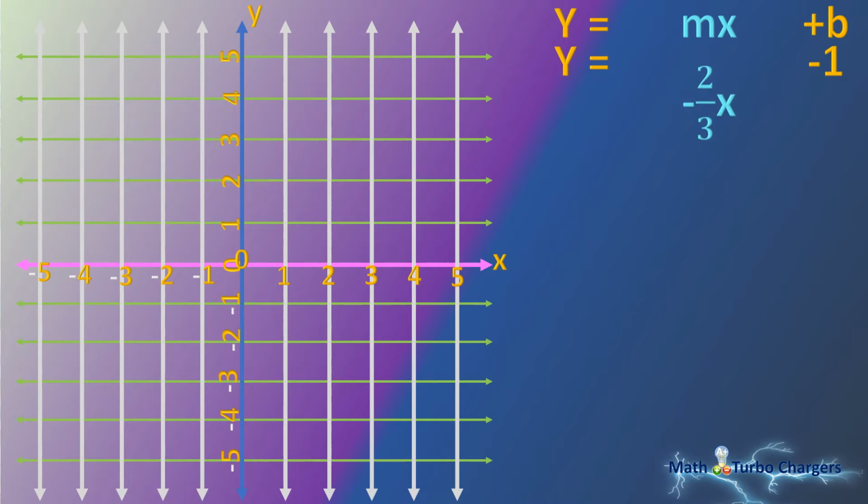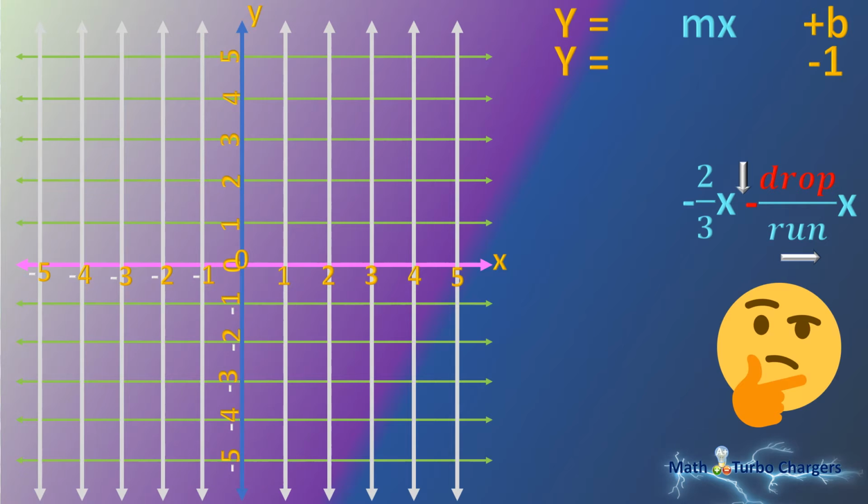Okay, let's take a look at this slope. Now this slope is negative. Many of you have heard rise over run. Well, guess what? If this slope is negative, we're not rising, okay? We're going to drop or we're going to go down. But we always run to the right.